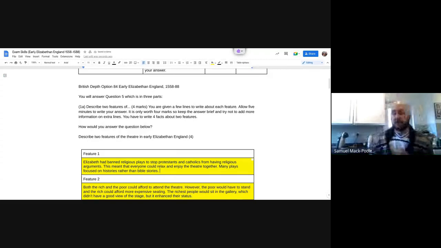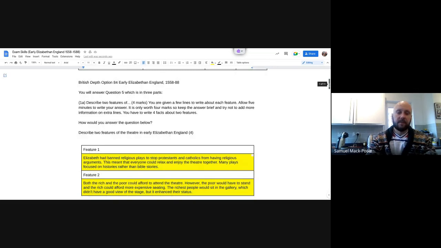Now, feature 2 of Elizabethan theatres. By the way, if you get a question on Elizabethan theatre, do not mention Shakespeare. It's not worth mentioning Shakespeare, because he only comes up after your course is finished. Your course starts in 1558 and ends in 1588, so there is literally no point in writing about William Shakespeare, because he wrote his plays in the second half of Elizabeth's reign, which we do not study. You won't get any credit for those answers. Don't write anything about Shakespeare.